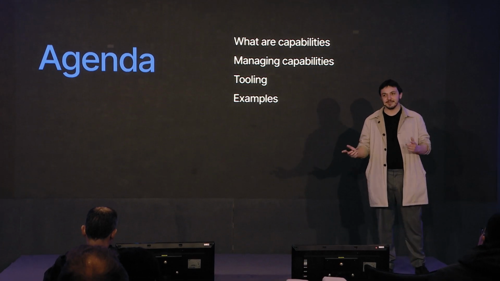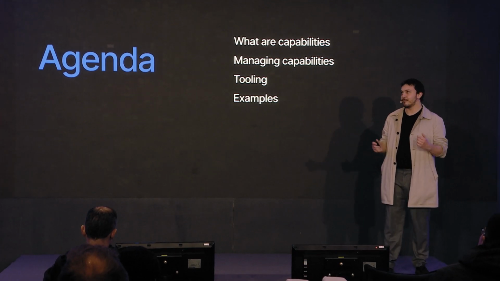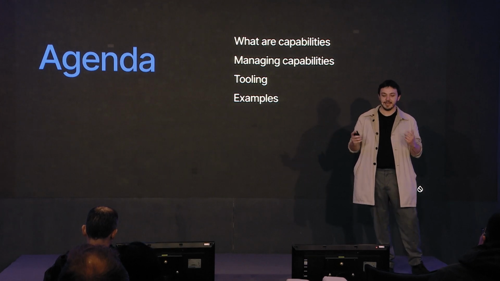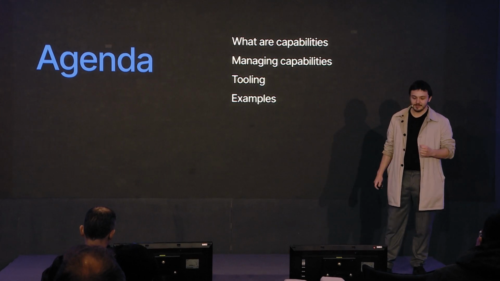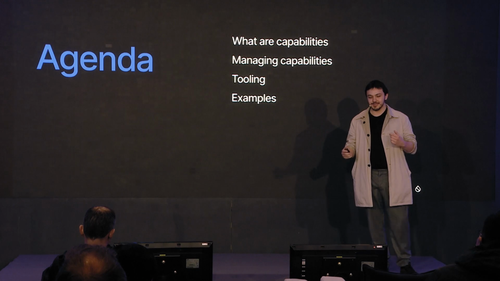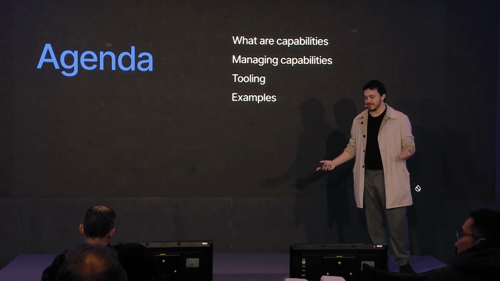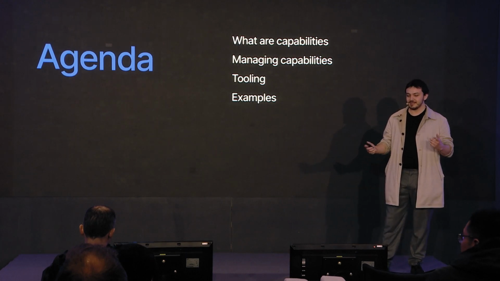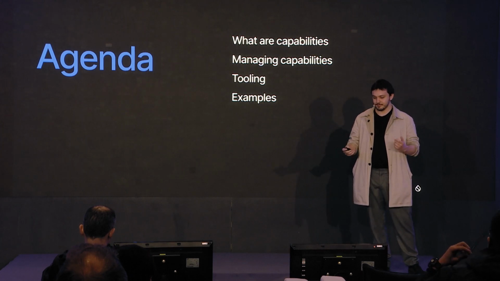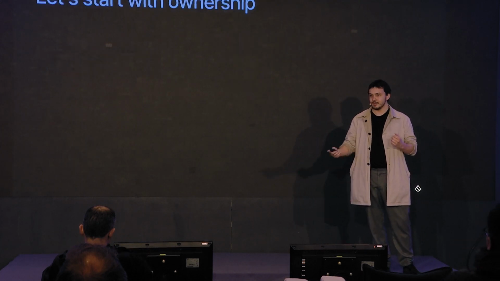Before we start with capabilities, let's say one phrase again and again. Everything on Sui is an object. And because everything on Sui is an object, that's how we have capabilities. And that's how we have the special ownership model of Sui. So let's talk about it.